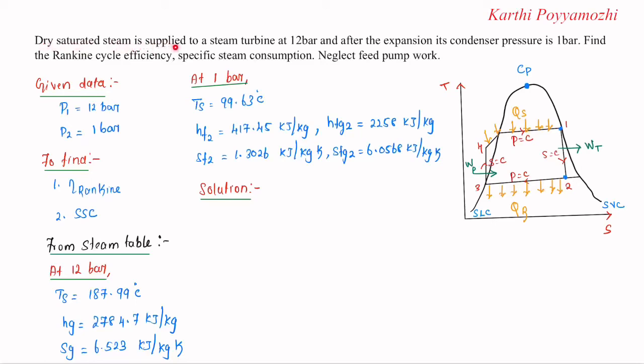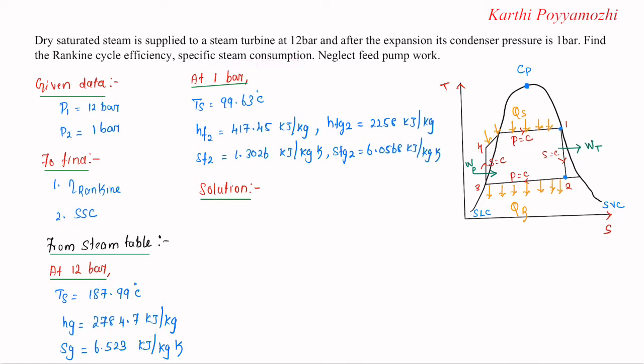Dry saturated steam is supplied to a steam turbine at 12 bar, and after expansion its condenser pressure is 1 bar. That is, dry saturated steam is given to a steam turbine at state 1, which is at 12 bar, and after expansion its condenser pressure is 1 bar. That is, at state 2 the pressure remains 1 bar. Find the Rankine cycle efficiency and specific steam consumption.